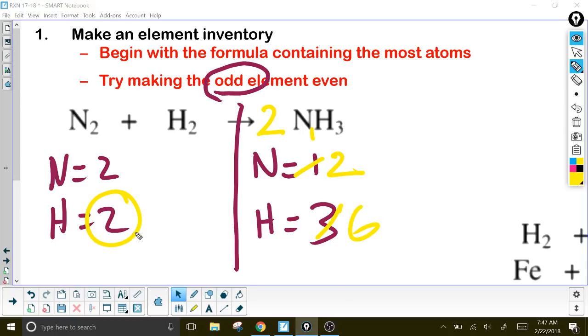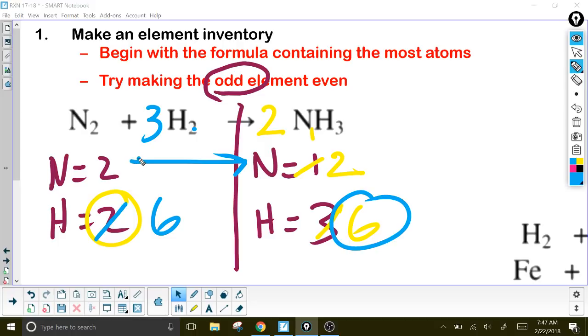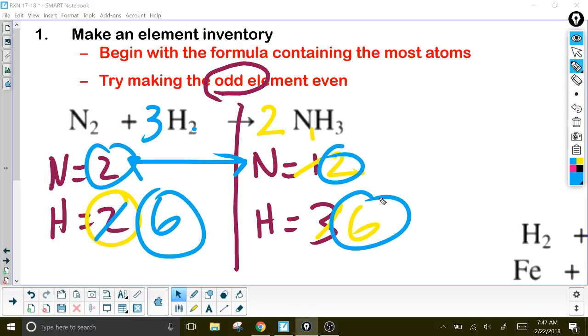Now come back to this side and see, now that you've made this one even, come over here and see if you can do something. 3 times 2 would make this a 6. And now our N is 2 on both sides, and our H is 6 on both sides. Our equation is balanced. Look for that odd-even mismatch and make the odd one even, and then try to balance it. It is a very good strategy to have.